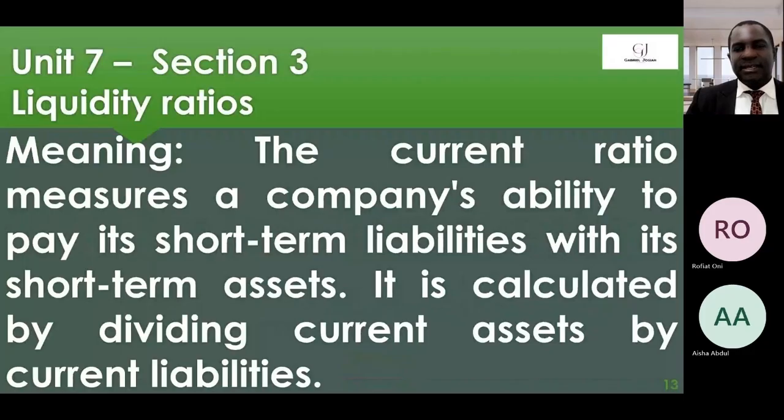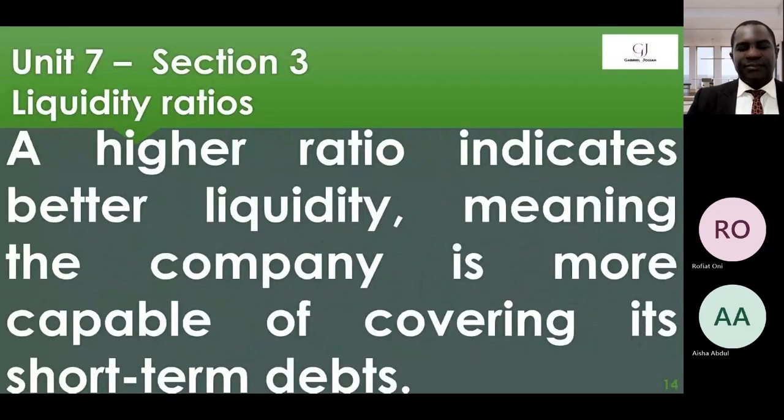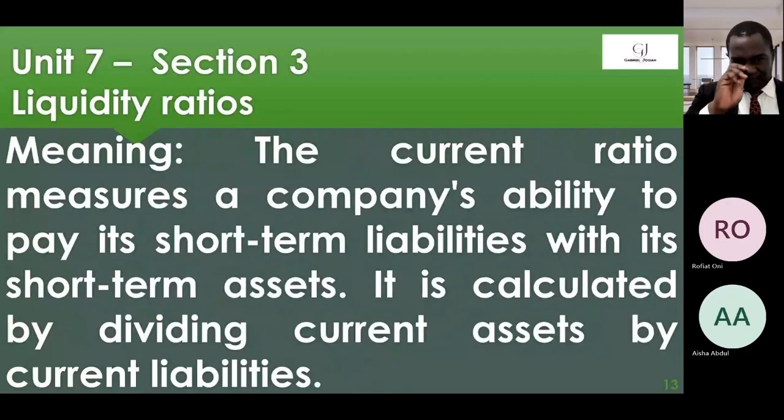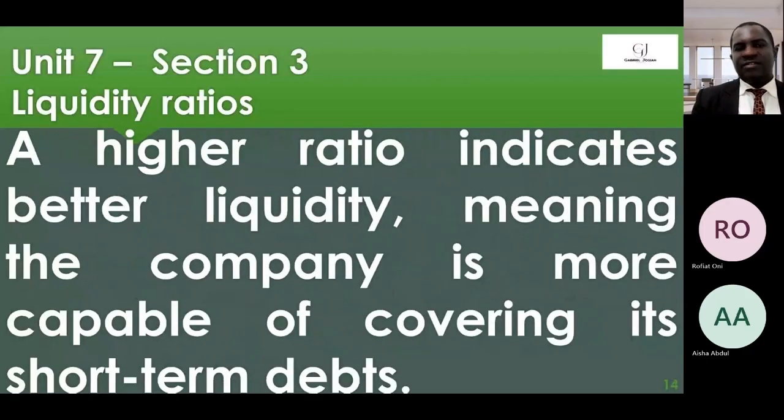Now, the meaning is we are measuring a company's ability to pay its short-term liabilities with its short-term assets. And we are looking at the formula by dividing current assets by current liabilities. And where you have a higher ratio, in this case, Bank Kabir is doing well because the liabilities are covered by the assets more than once.